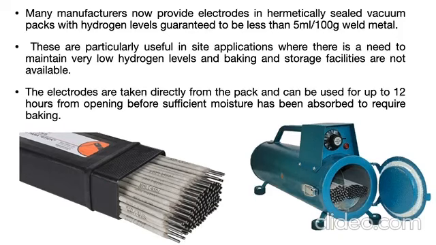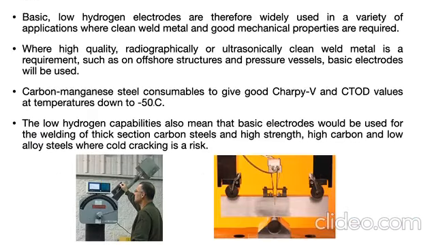For those electrodes which are taken directly from hermetically sealed packs, it is claimed by the manufacturer that they can be used up to 12 hours without keeping in a baking oven. But normally it is preferred not to take that risk, because the whole idea of using a low hydrogen electrode is to ensure the quality of the weld produced. We always prefer to use a portable oven whenever we need a very high quality weld to be produced by 7018 low hydrogen electrodes.